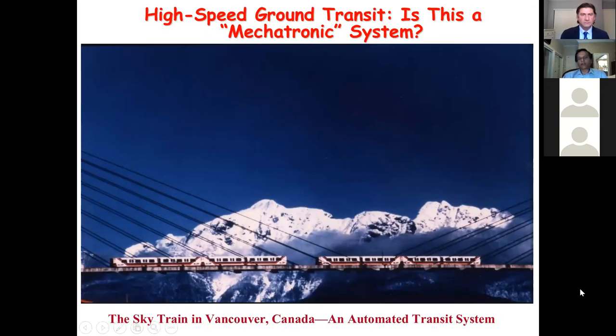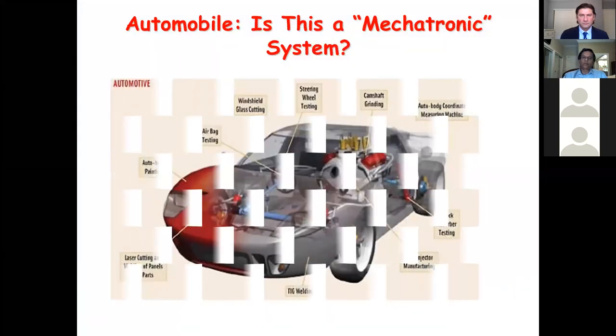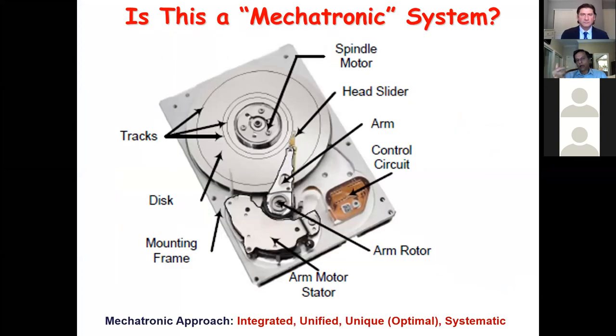Then you can think about other applications like this SkyTrain here in Vancouver, BC. And then you can ask the question, is this a mechatronic system? So it definitely is an electromechanical problem as well. So can we just say it's a mechatronic problem? We look at this humanoid robot, Honda humanoid robot. Is it a mechatronic problem, a mechatronic system? Car, as I mentioned, or hard disk drive, are these mechatronic problems?